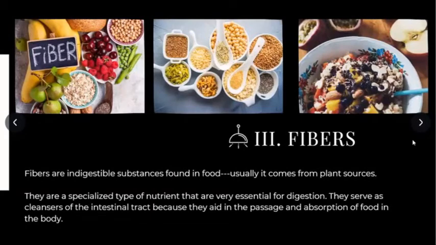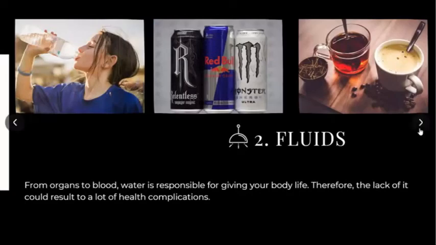Now, let's talk about the fibers. Fibers are indigestible substances found in food. Usually it comes from plant sources. They are a specialized type of nutrient that is very essential for digestion. They serve as cleansers of the intestinal tract because they aid in the passage and absorption of food in the body. In terms of fluids, there are a lot of forms of fluids.